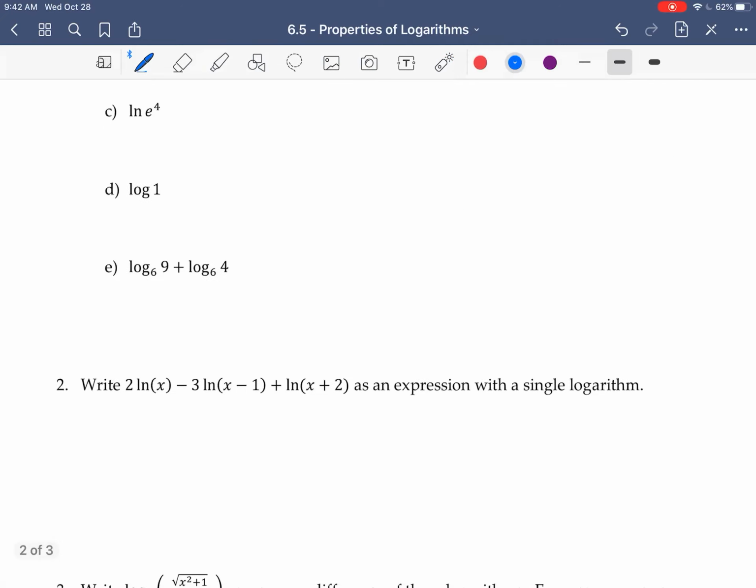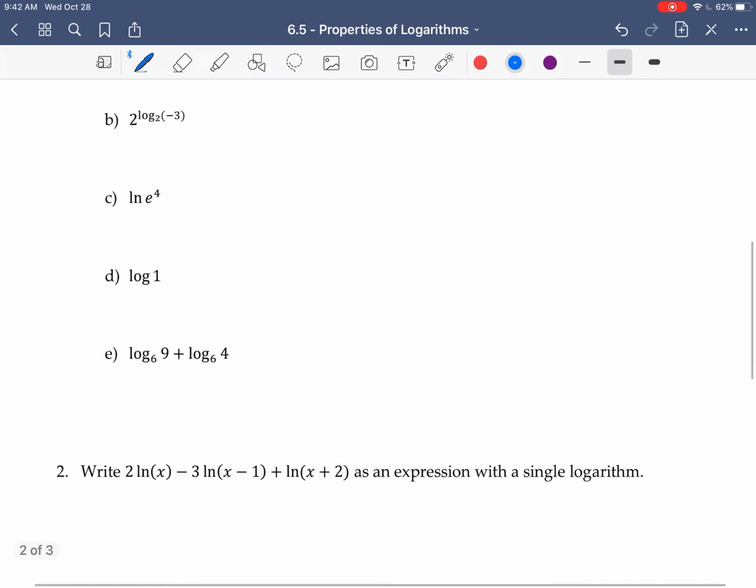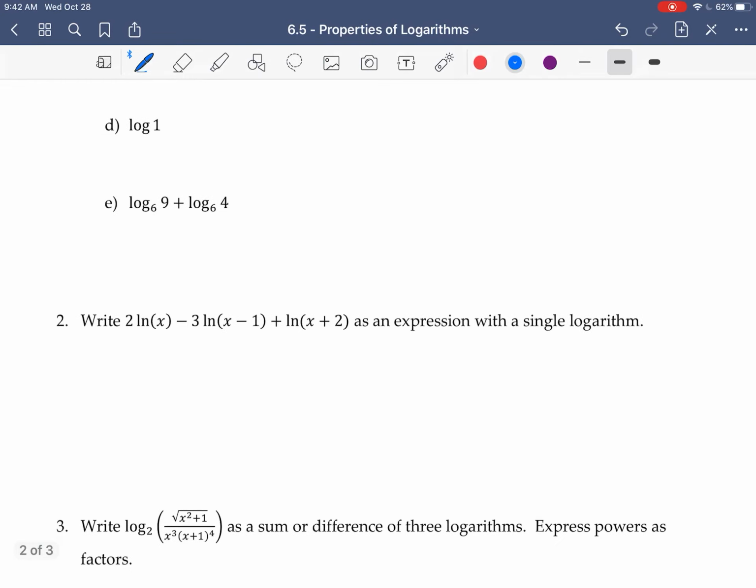The next one I'm going to do is part E here. I'm going to leave B, C, and D for you. They shouldn't be too challenging. Here I have addition of logs with the same base, so I can use the product rule to put them together. So this is actually log base 6 of 4 times 9, or log base 6 of 36. Now 36 is 6 squared, so that means that this is a 2. The exponent I need to raise 6 to in order to get 36 is 2.